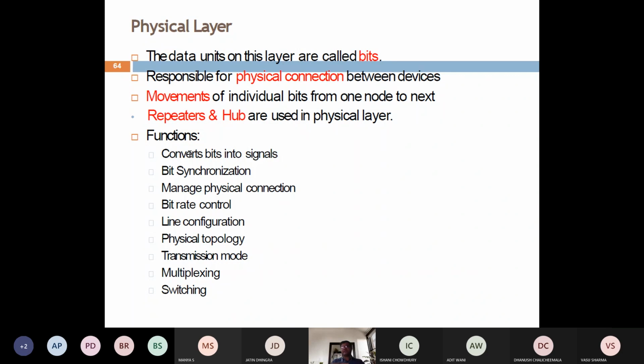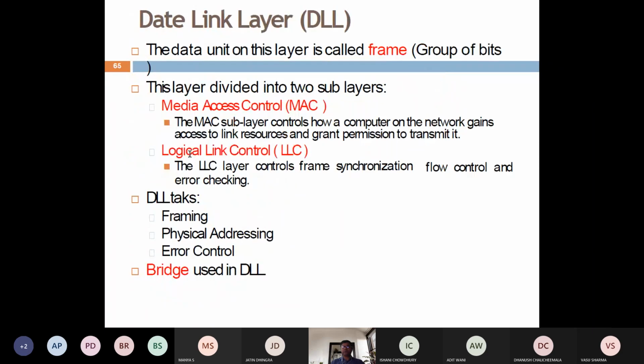And switching. In switching, whenever data is to be transmitted from one place to another, the physical layer is helpful there as well. So these are the responsibilities of the physical layer. Then I'll come to the next layer, that is the data link layer.